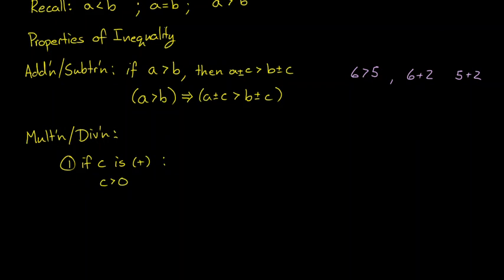All right. If C is greater than 0, and I were to tell you that A is greater than B, if I multiply by C, does my inequality change? If C is a positive number? No, it's going to stay the same. So we'll say AC is still greater than BC.